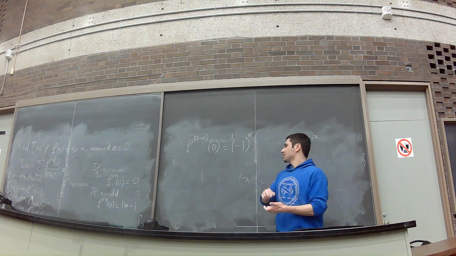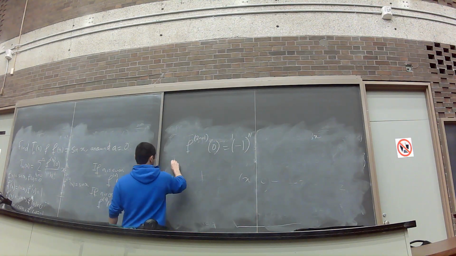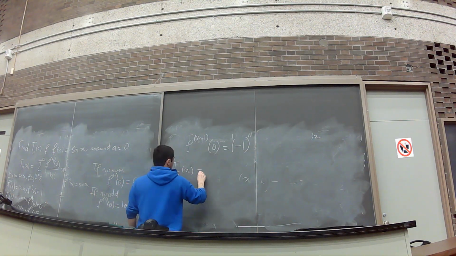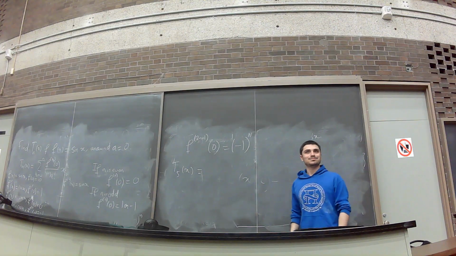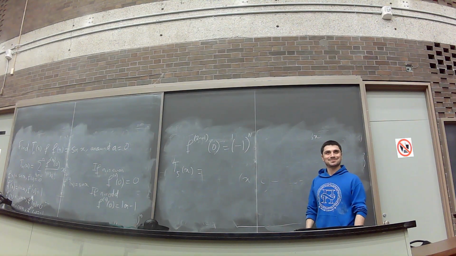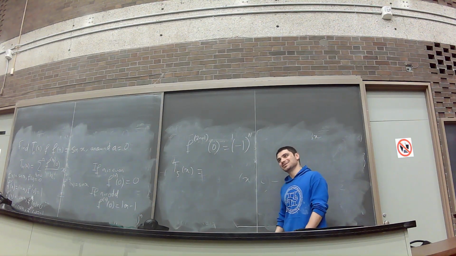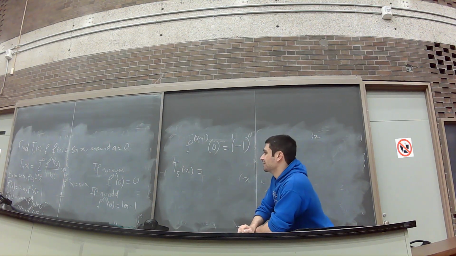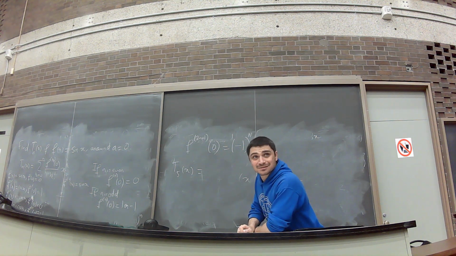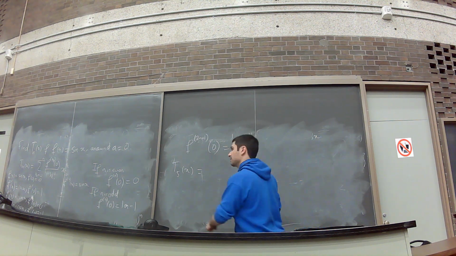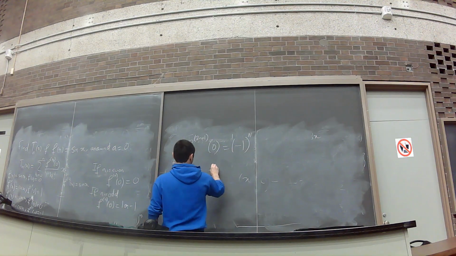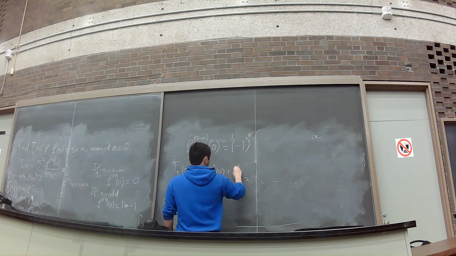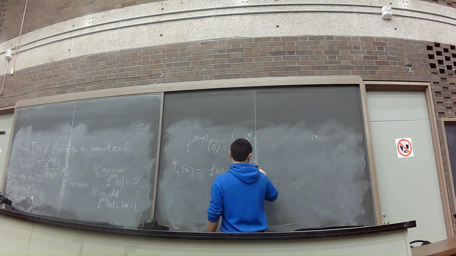Right? Let's do an example. If the largest power, if I want T5 of x, what is that equal to? Let's do that. This is just f of 0 plus f prime of 0 x.